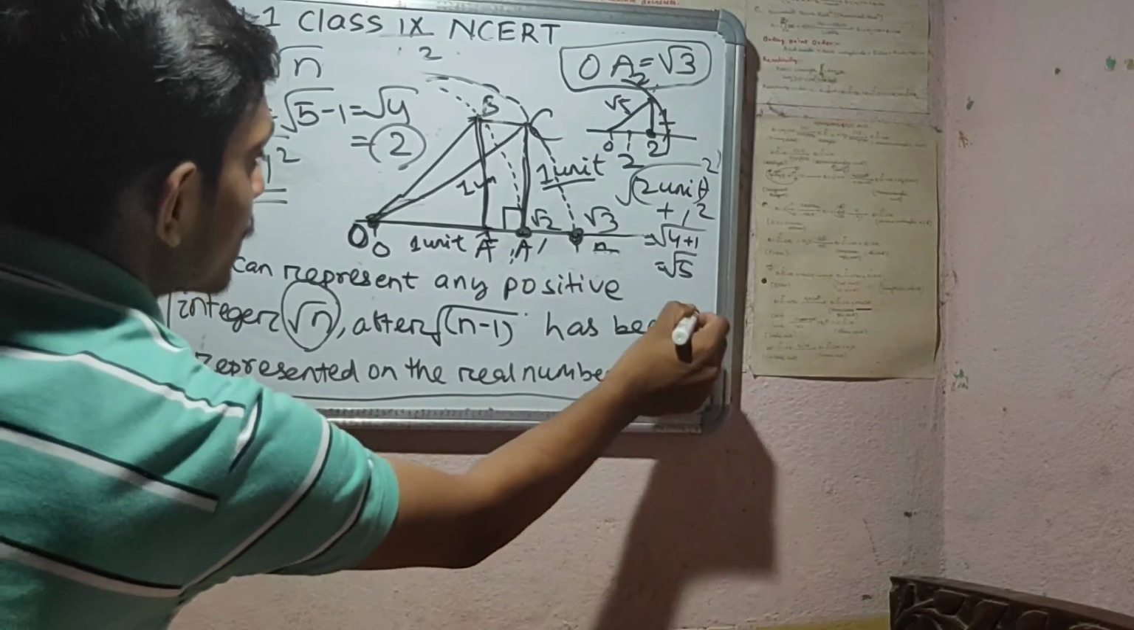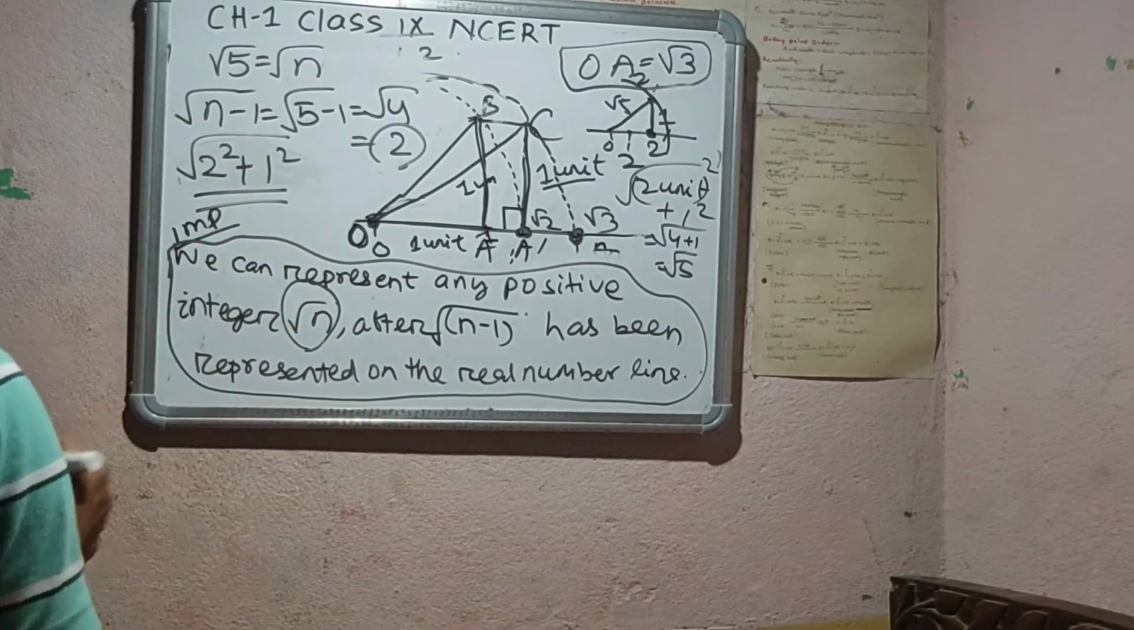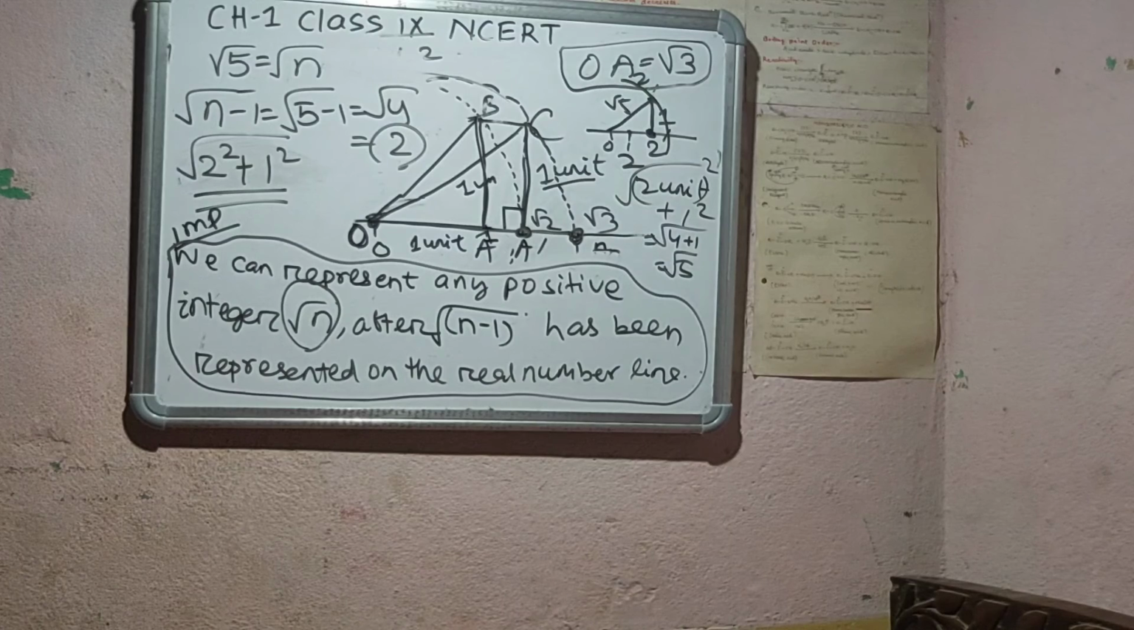Clear? So I think this much for today. In the next video, we can discuss the decimal expansion of real numbers. What is the decimal expansion of real numbers, and what is the decimal expansion of irrational numbers? We can discuss it also. So in the next video, we'll see the decimal expansion. What is decimal expansion? Clear? Thank you.